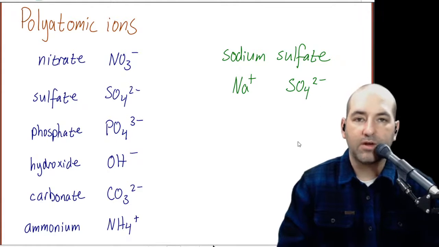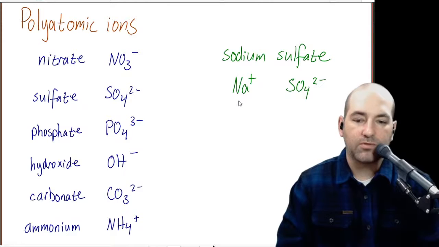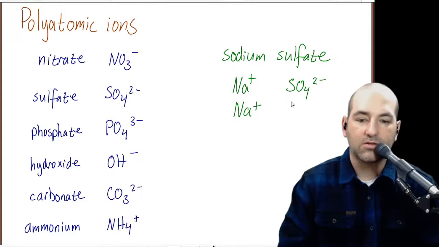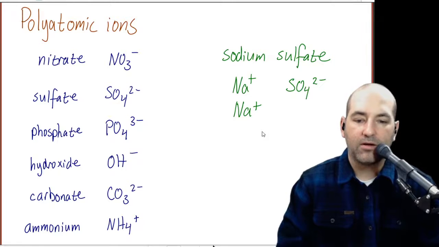And then the rest of putting the compound together works just as before. We need 2 of the +1 sodiums to balance the -2 sulfate. And that compound ends up looking like Na2SO4.